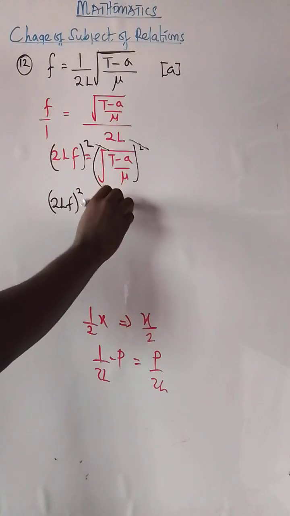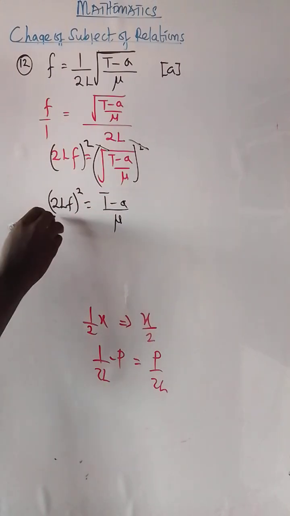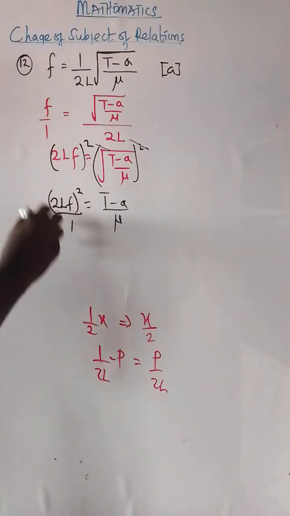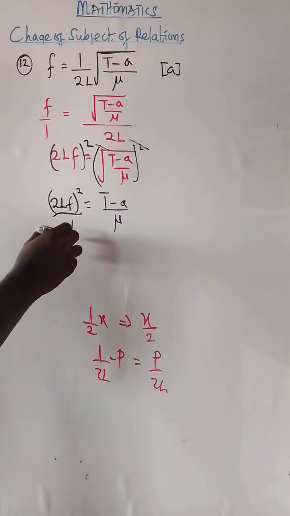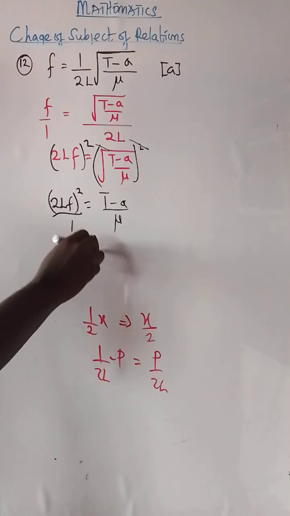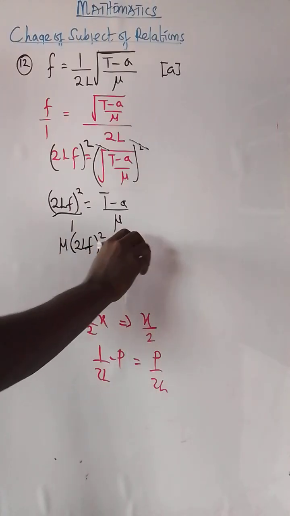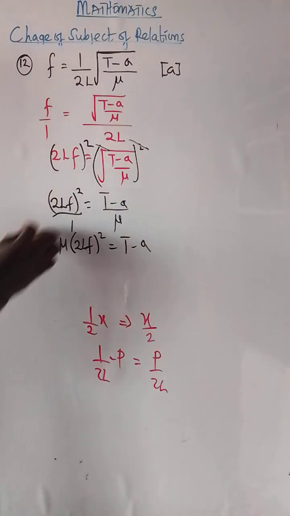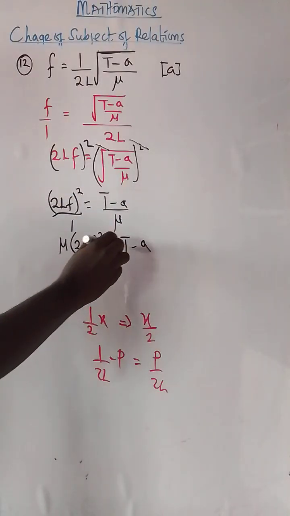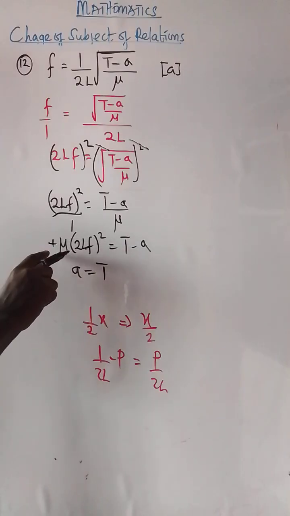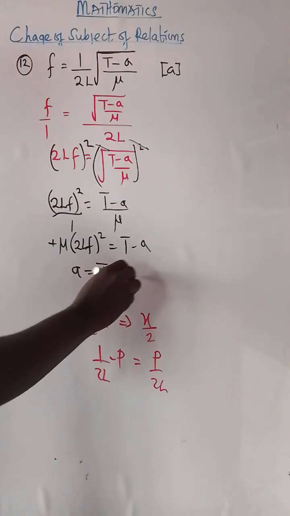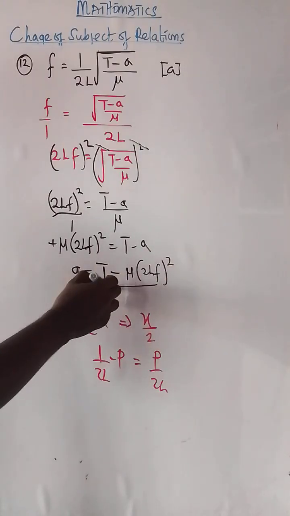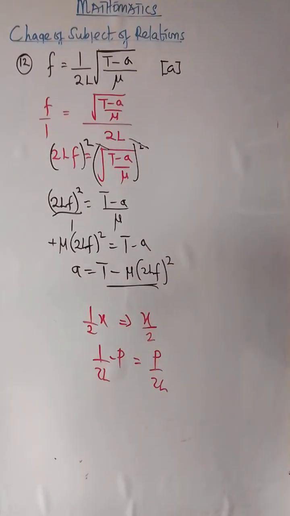So I'll be having t minus a over mu. I can put over 1 here. So by the time we cross multiply, this multiplies this, so I'll be having mu outside. Then multiplying 2lf all squared equals t minus a. Our aim is to get a. So this negative a, I can bring it here. It becomes what? Positive a. This still remains. This has plus here. When I bring it here, it becomes minus mu 2lf all squared. And that is the final answer.